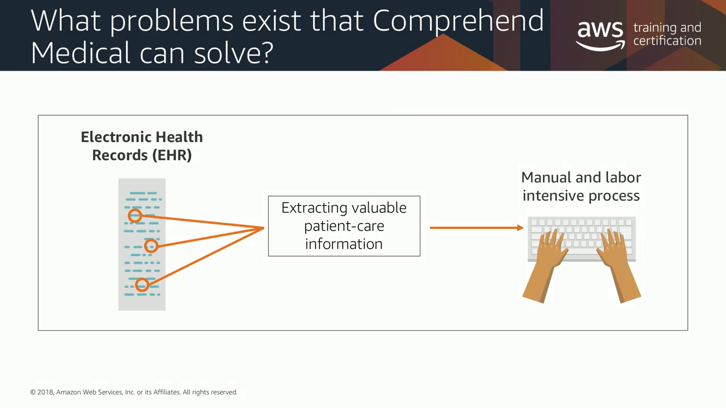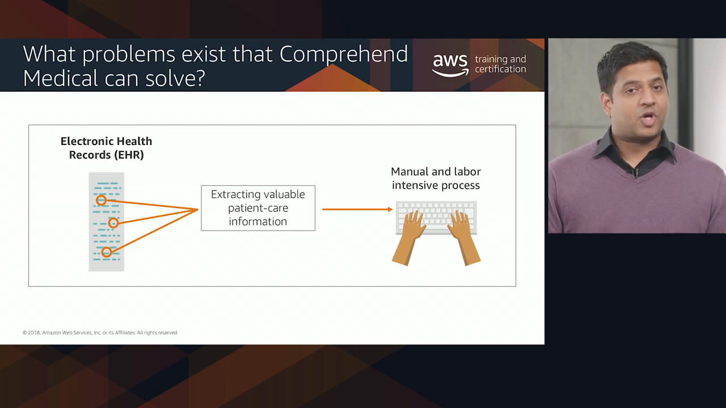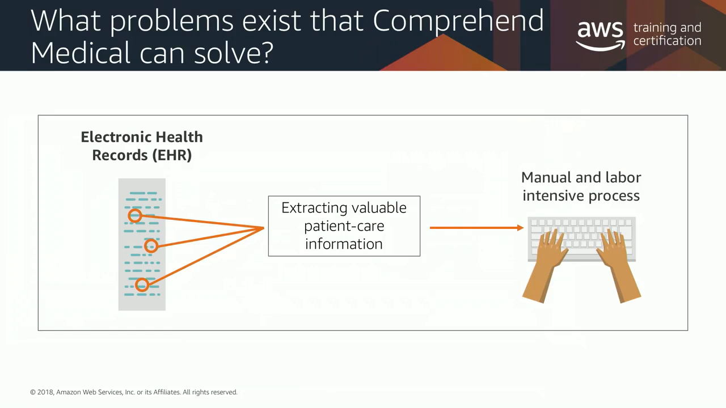What problems exist that Comprehend Medical can solve? More than 90% of healthcare providers use electronic health records to store patient data. Although there are a few structured fields in an EHR, most of the valuable patient care information is trapped in free-form clinical text, an example being admission notes, patient history, or discharge notes. However, extracting value-defined insights from unstructured clinical notes is a manual and labor-intensive process, creating a bottleneck that slows down analysis that could result in better health and business outcomes.